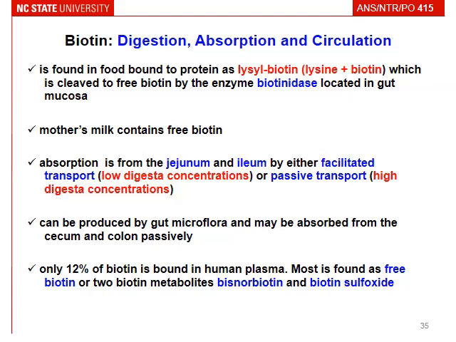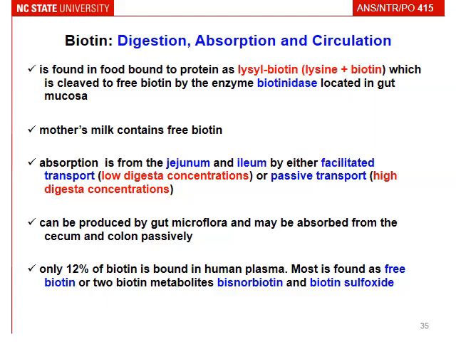So our biotin is actually bound to protein, and it usually is bound to the lysine. So it's lysyl biotin, which is lysine and biotin conjugated together. And so when we have this lysyl biotin come into the intestine, it needs to be cleaved, just like all the other vitamins that we need, into its smaller unit. So we actually have biotinases in the gut mucosa that are able to free the biotin.